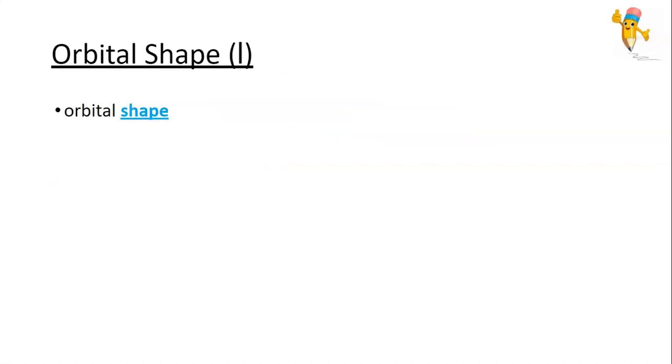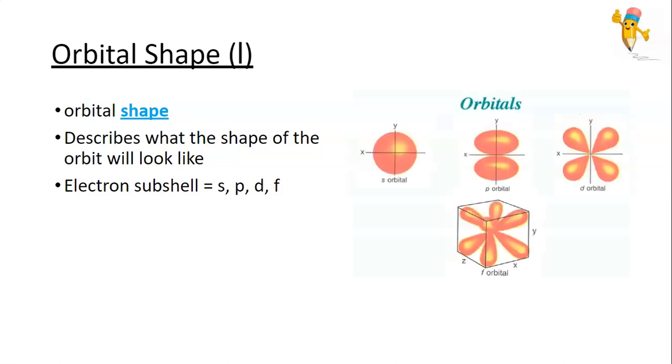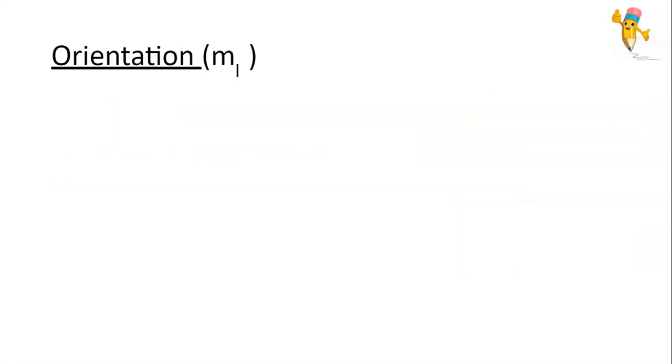Orbital shape describes the shape the orbital will look like. Sometimes it will look like a sphere, sometimes like a dumbbell, sometimes like a clover, things like that. There's S, P, D, and F, and those are going to be very important when we start to do electron configuration. These are our shapes right here. The P orbital looks like a dumbbell, really close together. The D kind of looks like a clover or a flower. And the higher up the letter, the more pieces there are.